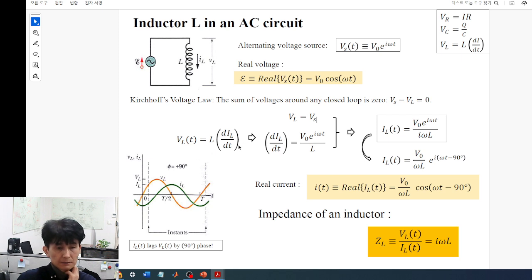So VL is given as Vs, and Vs is given as V0 exponential i omega t. So we have di over dt becomes V0 exponential i omega t over L.